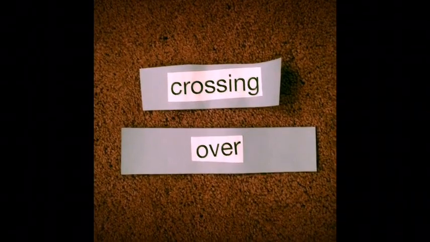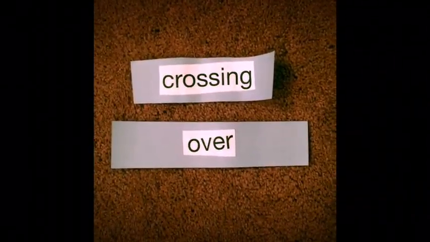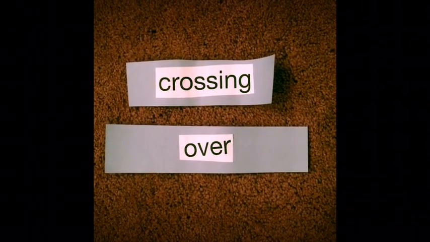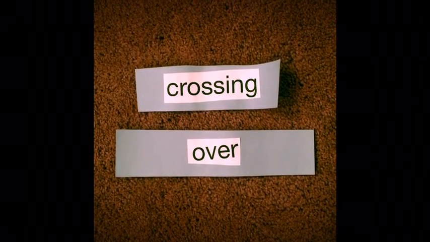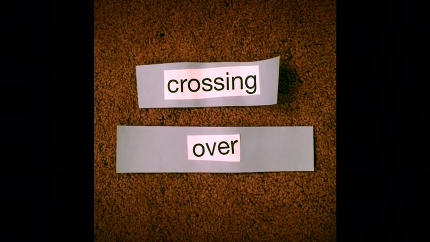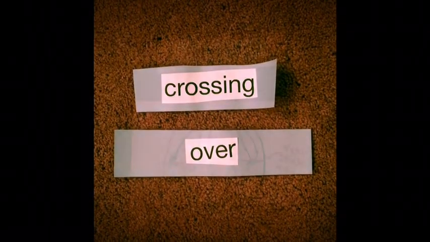Crossing over occurs to mix up the genes. This makes daughter cells that are not identical to the parent cell. Crossing over does not occur in mitosis because mitosis is the repairing of cells.